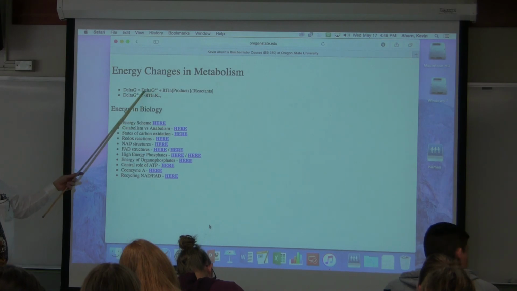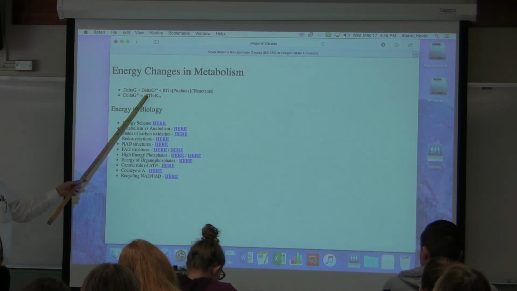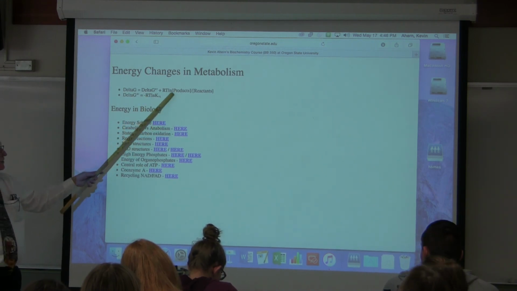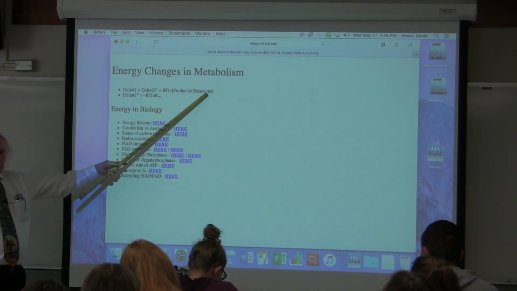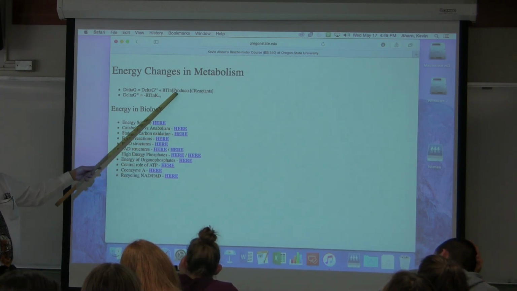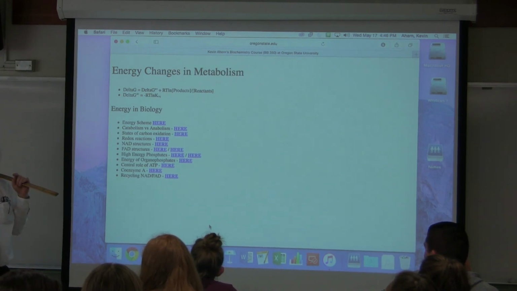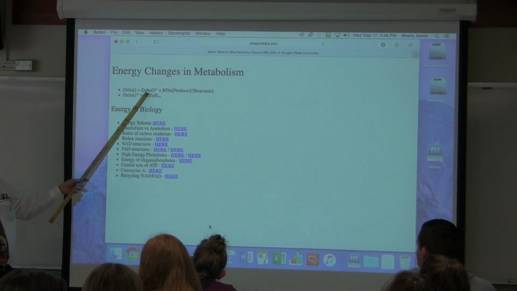The Gibbs free energy change for a reaction is equal to a standard Gibbs free energy, which is shown by the delta G0 prime, plus this term. This is the variable of the equation. It varies because products and reactants can vary. This is a constant.